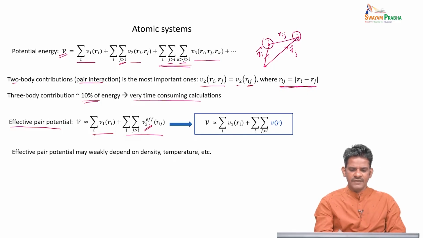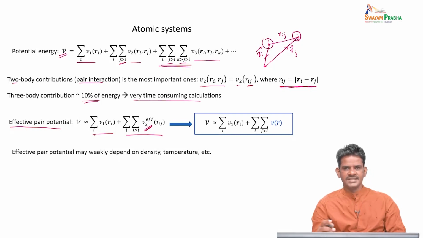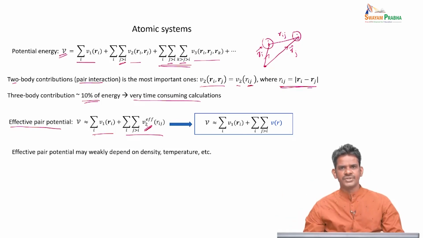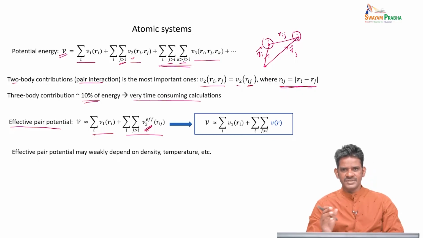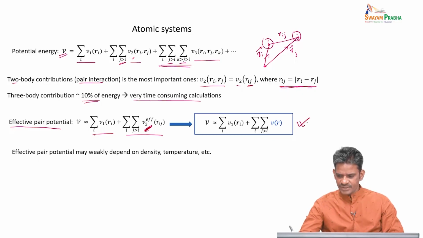This is because we hope to get an effective pair potential such that it has all the other contributions, three body and four body, also. So this V2 and V2 effective need not be exactly the same. There will be some difference because the contributions coming from other interactions are mapped effectively onto this V2 effective. So in other words, this is the final expression that we want to use.